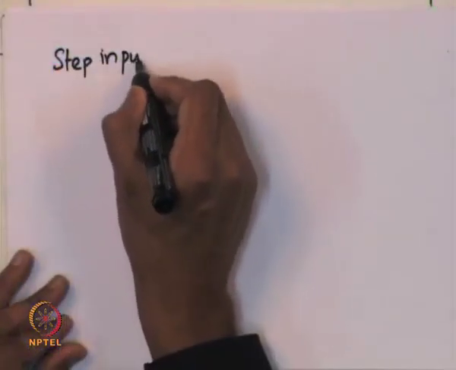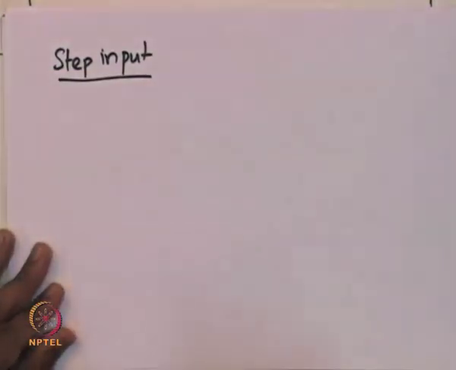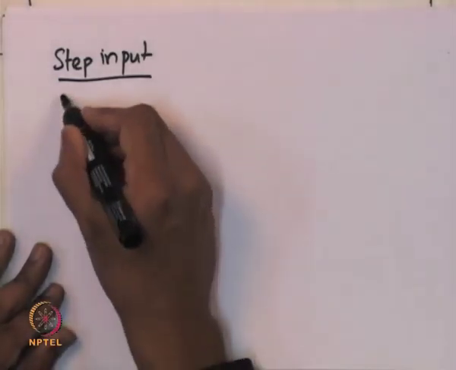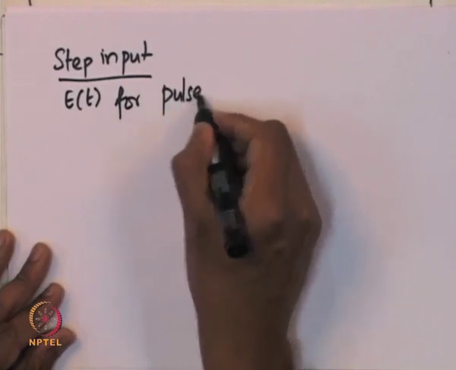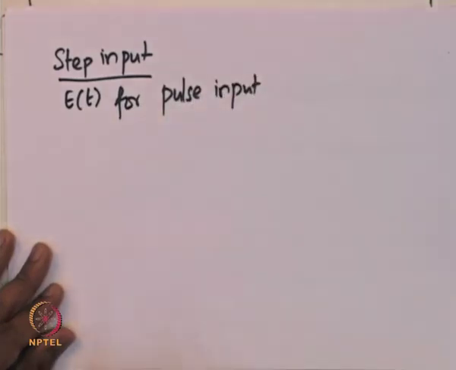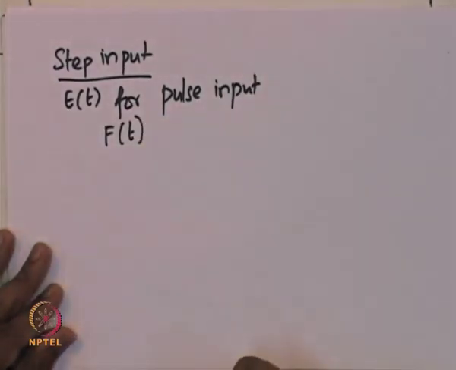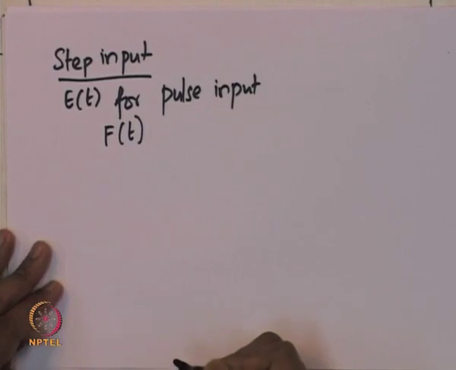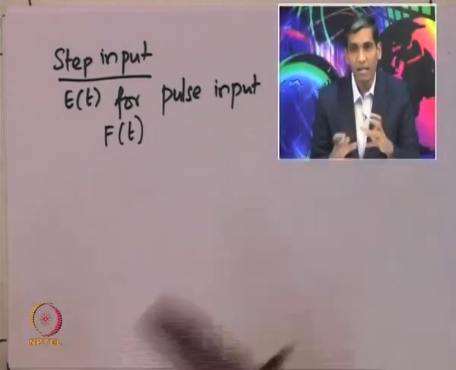Next, let us look at the step input case. In the case of pulse input, we found out the E curve. In a similar fashion, here we are going to define a curve called the F curve, which is called the cumulative distribution function.